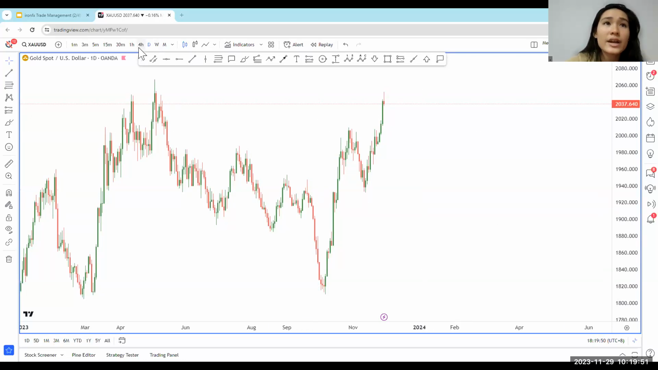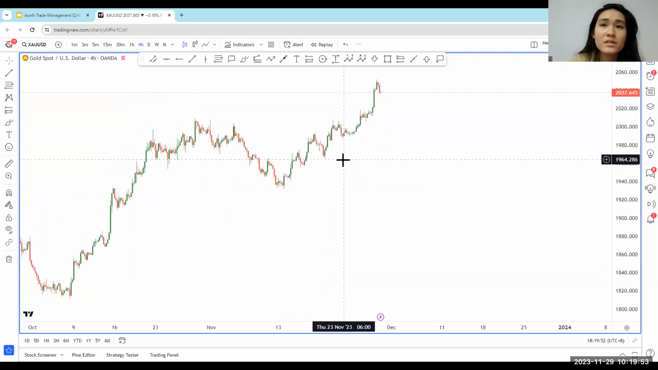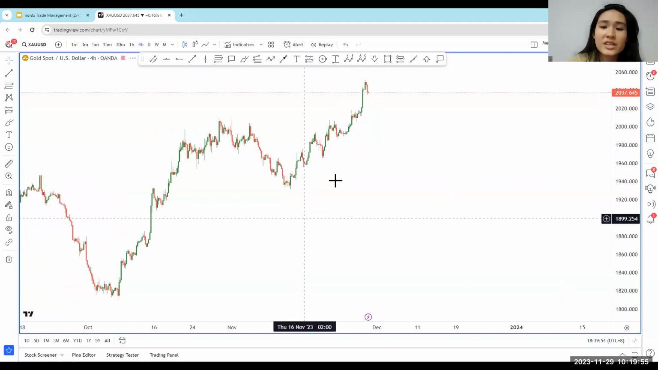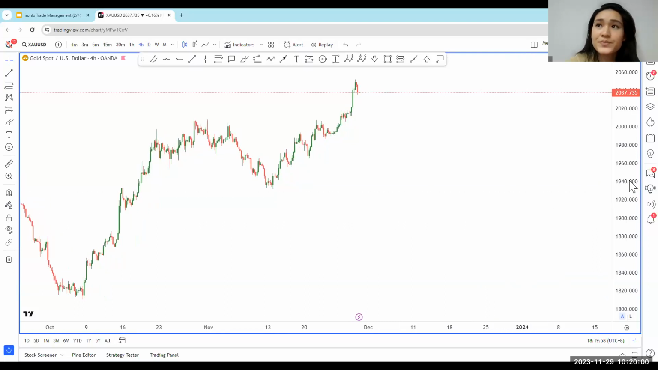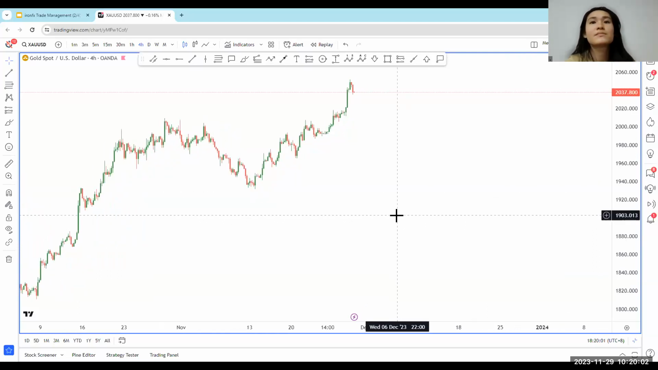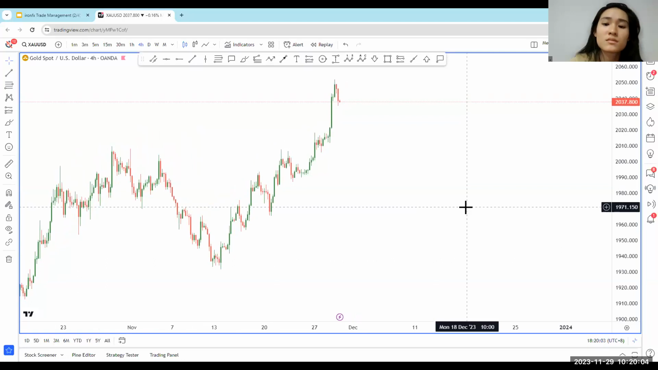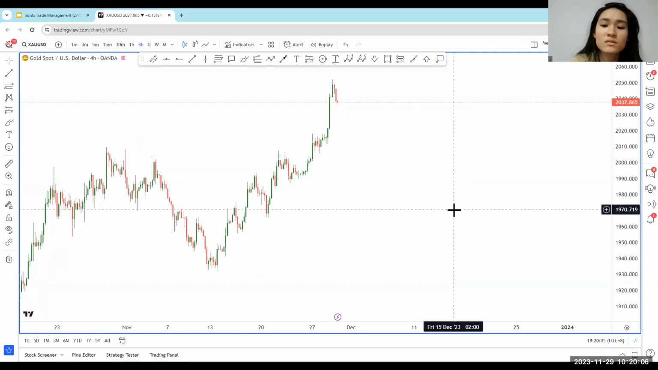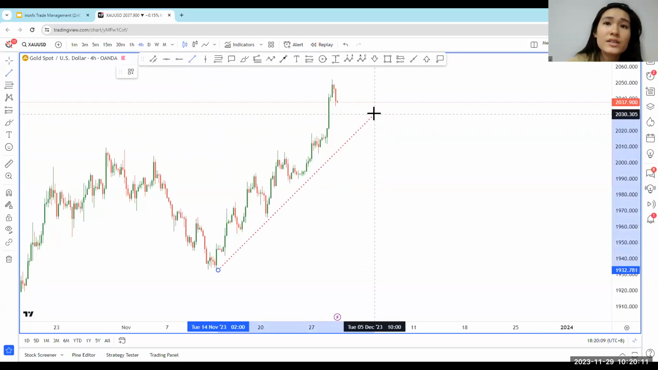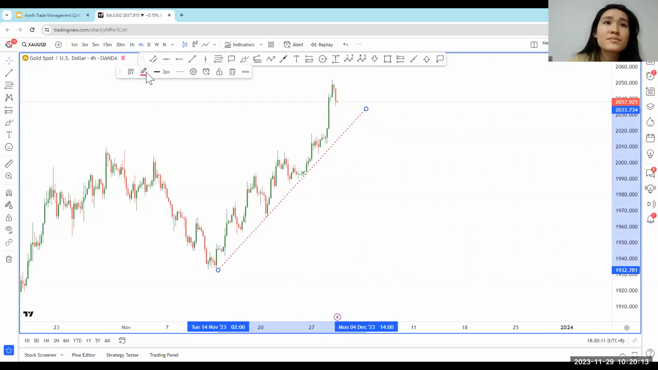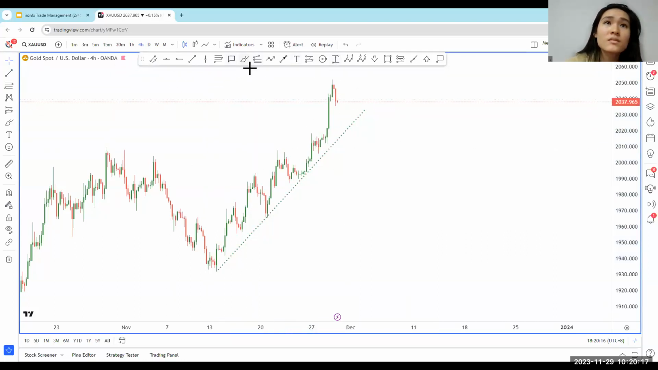Now let's look at our 4-hour time frame. You can see that there is a very obvious uptrend here as well. Let's see, we have an ascending trend line here. Let's see if we have a trend channel.